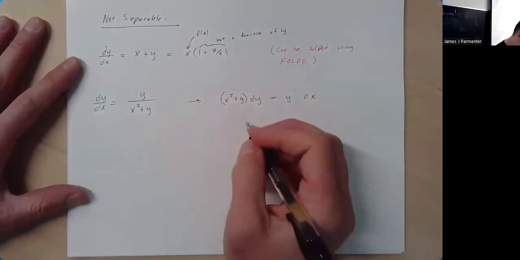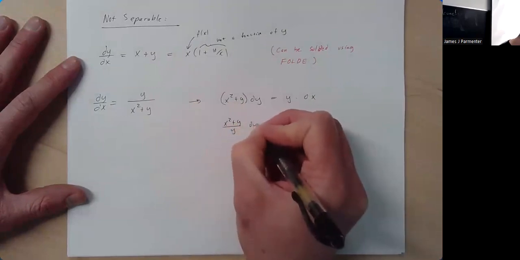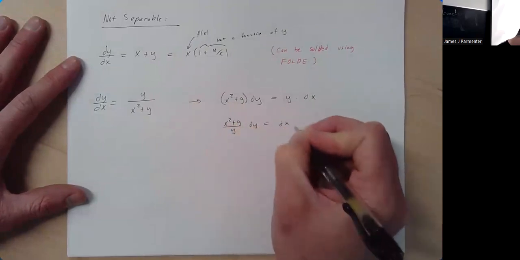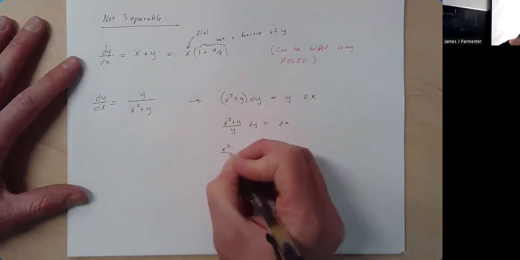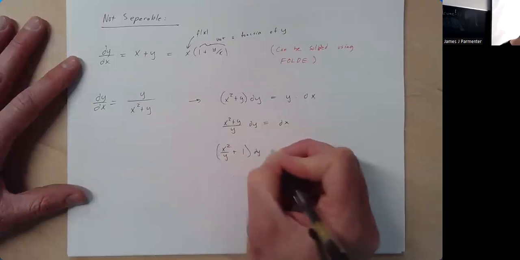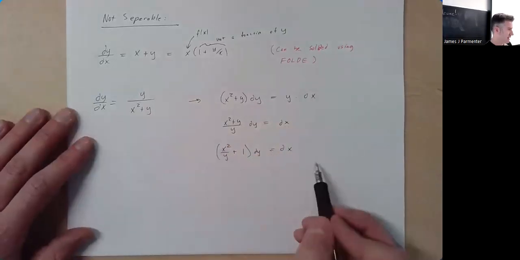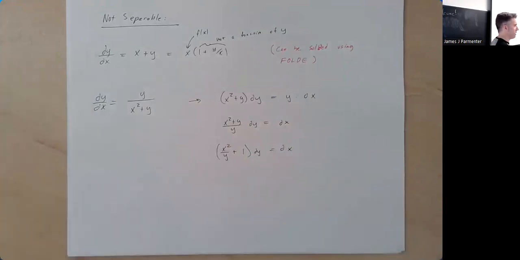I could divide both sides by y. x squared plus y divided by y, dy equals dx. I've got x squared over y plus y over y. And it doesn't look good, right? Because it's not going to work. Because again, I can't get this over here by just adding or subtracting. There's no way to make that happen. So yeah, usually if you're asked to use separation of variables though, it will be separable.